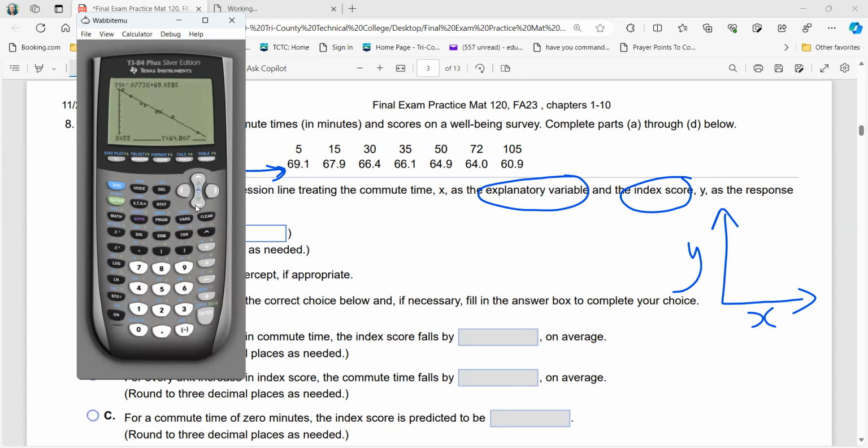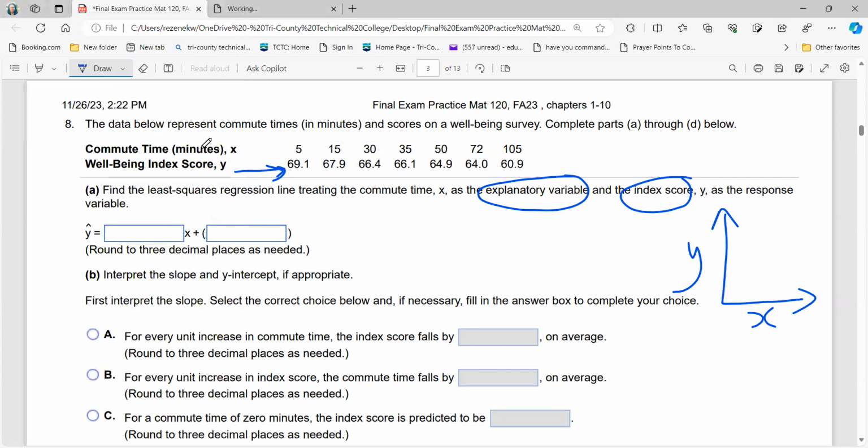Okay, all right. So you have everything. You have R, you have R squared, and you have a high negative linear relationship between commute time and well-being. In other words, the commute time actually affects your health.